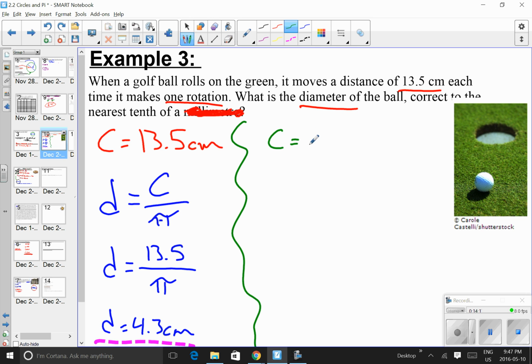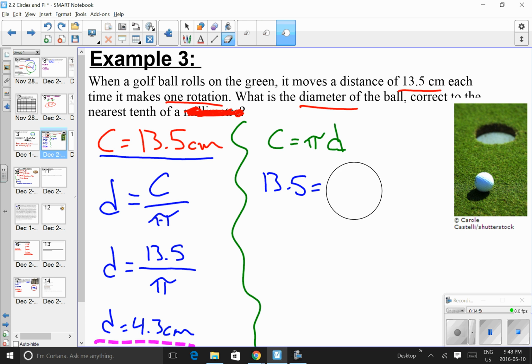You don't need to remember it. C equals pi times d. So now, what you're going to do is take the number from your question and put it in the formula. But make sure you put it in the right spot. This is circumference, so it has to go where the C is. So 13.5 equals pi times d. Now diameter is what you're looking for. You've got to get that by itself. So you need to undo that multiplication. Remember, that is multiplied by pi. So that's pi times d.